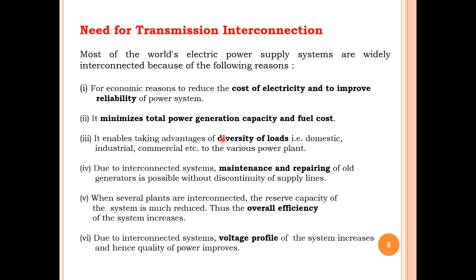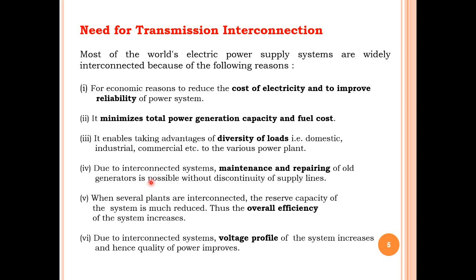The following are the reasons why we go for transmission interconnections. The main thing is the economic point of view: cost of electricity, and it can improve the reliability of the power system. Second, it minimizes the total power generation capacity and fuel cost. Also there is diversity of loads, where we can segregate the loads into different categories: domestic loads, industrial loads, commercial loads.